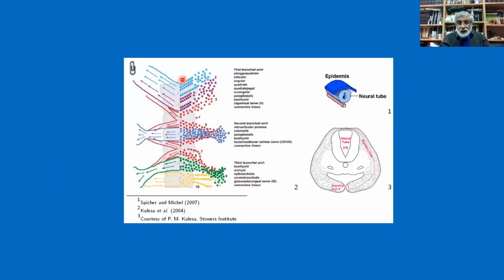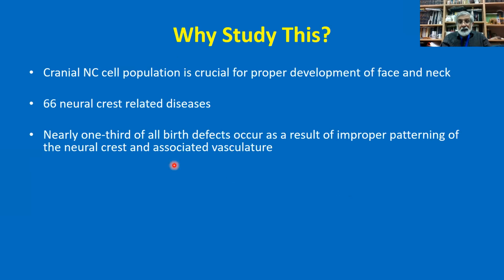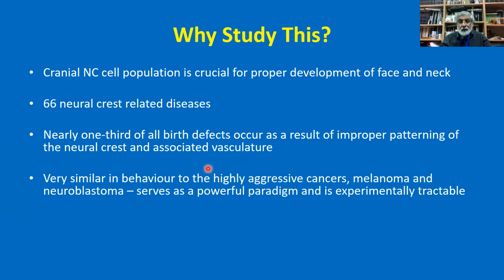And here's just a cartoon. Here's the head, tail, backbone, and then here are these cells moving off in chains to different areas. And so here we have them moving around like this. It's important to study this because nearly 1/3 of all birth defects occur as a result of something going wrong with the patterning of neural crest and the vasculature.